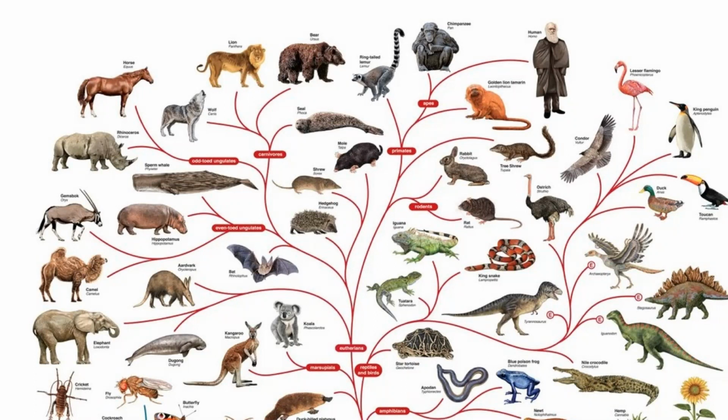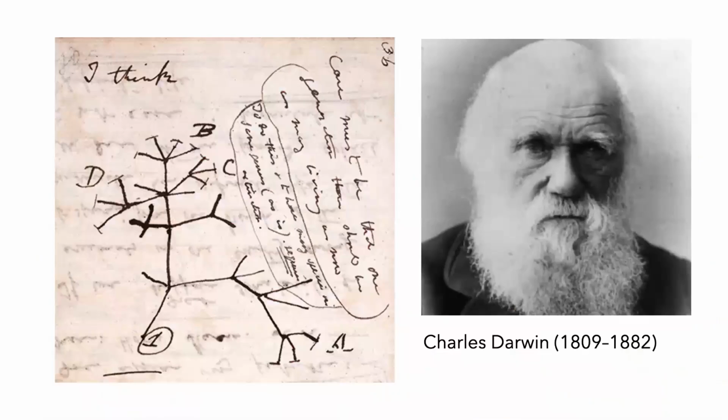So whenever he wrote about this, and this is actually his sketch of the tree of life. This is the first sketch of the tree of life. It was found in one of his notebooks in 1837. And the tips of the branches show the species that are still alive today. The tree also shows those that are now extinct.